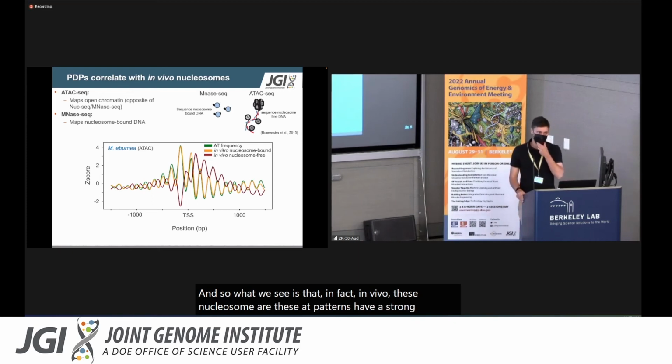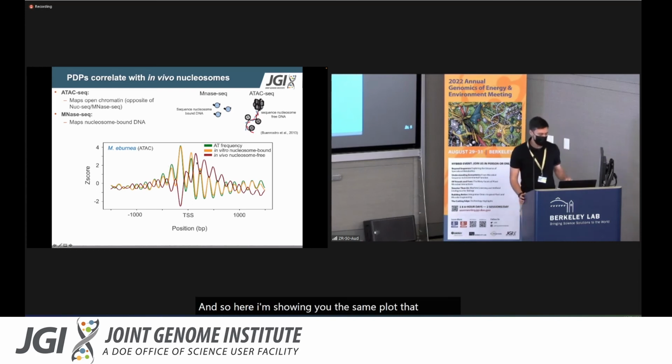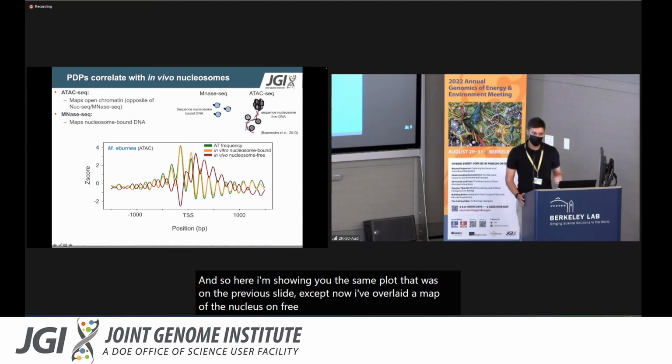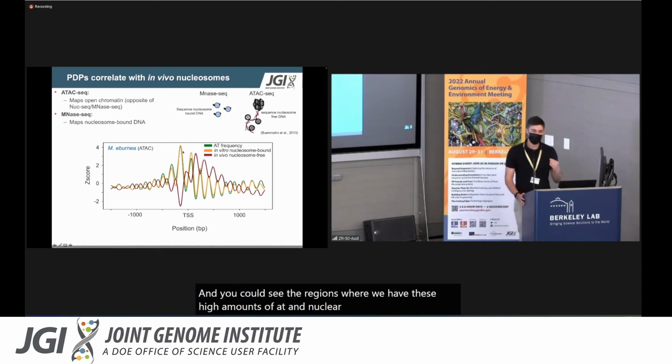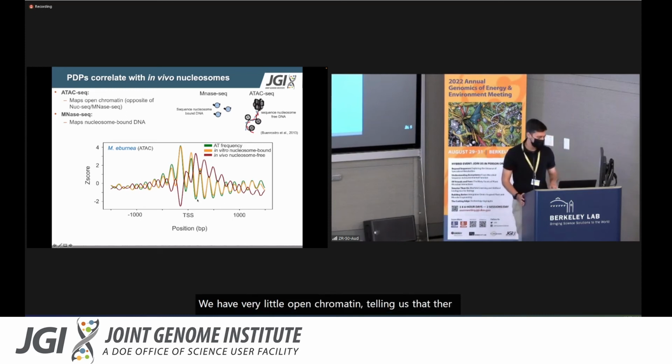influence on nucleosome positions. And so here I'm showing you the same plot that was on the previous slide, except now I've overlaid a map of the nucleosome-free spaces surrounding the TSS. And you can see the regions where we have these high amounts of AT and nucleosomes are bound in vitro, we have very little open chromatin, telling us that there are nucleosomes present there.